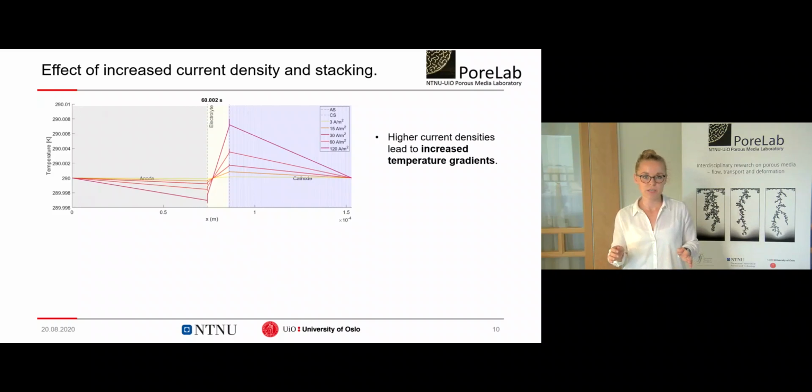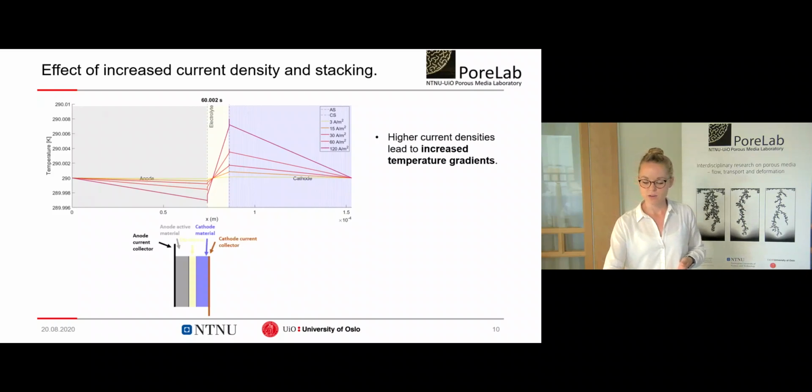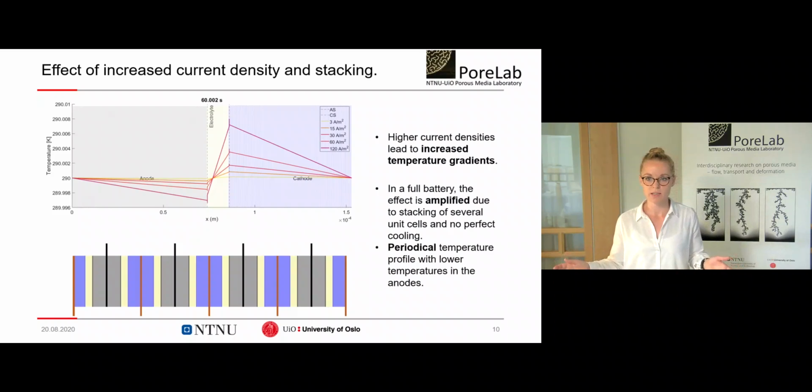But we have to consider here that for once we're only looking into 1 minute of discharge, we are fixing our boundary temperature, so we don't allow our battery to heat up as we perfectly cool the battery. And we're only looking into one single cell rather than what we would have in a real application, a stacking of those cells. With this, the effect that we see would be amplified. Also, we would expect to see that within the battery the temperature in the middle would be the highest, and we have a periodical temperature profile with lower temperatures in the anodes.